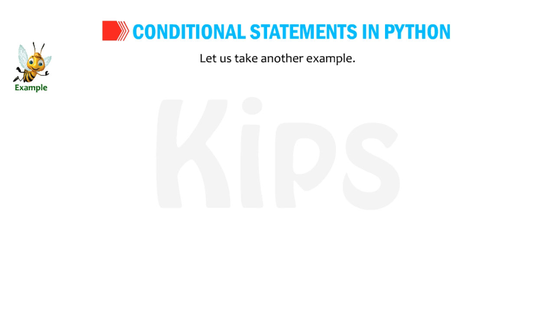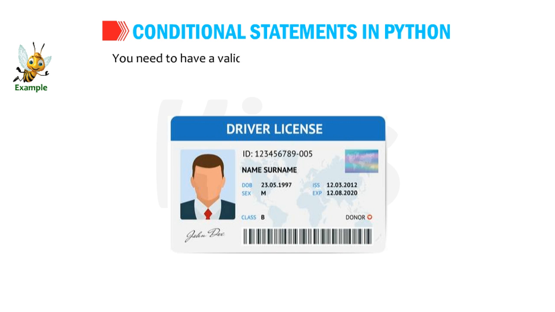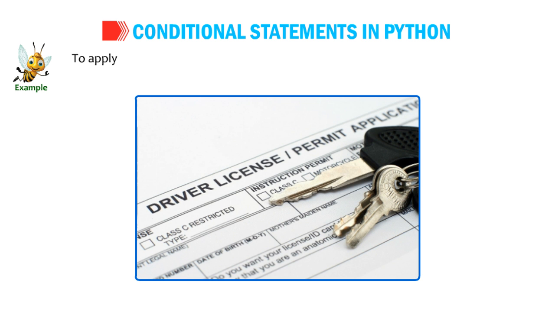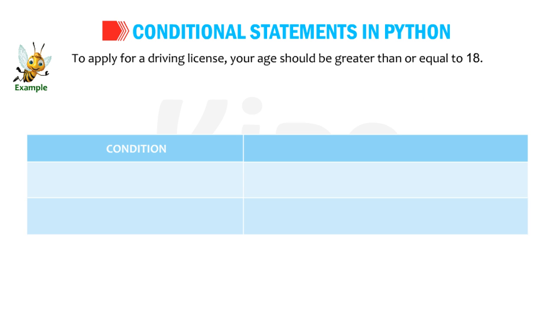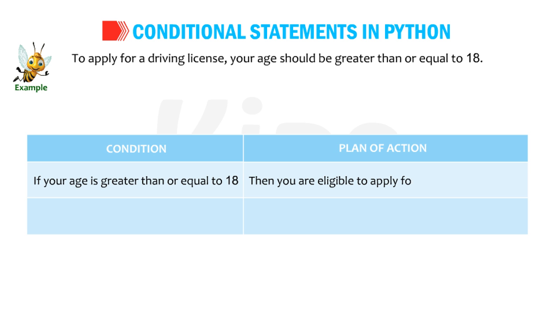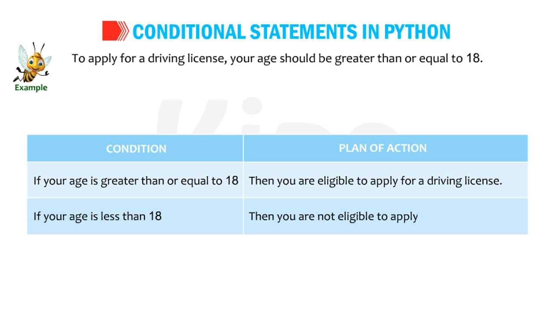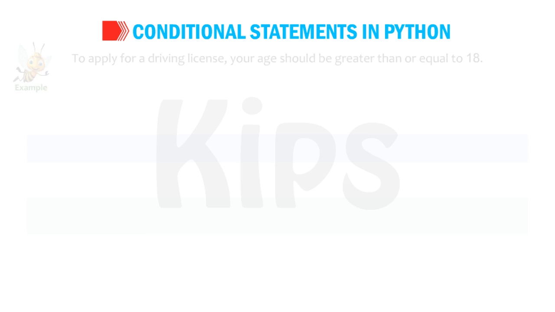Let us take another example. You need to have a valid driving license for driving any vehicle. To apply for a driving license, your age should be greater than or equal to 18. Condition: if your age is greater than or equal to 18. Plan of action: then you are eligible to apply for a driving license. Condition: if your age is less than 18. Plan of action: then you are not eligible to apply for a driving license.